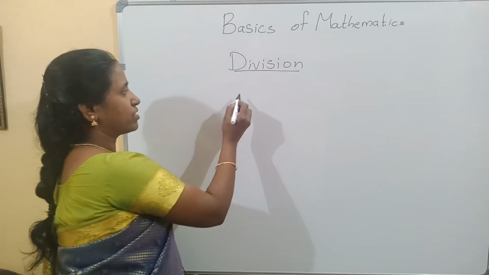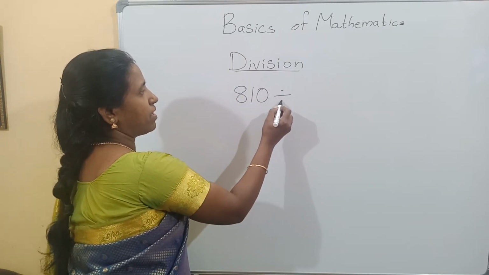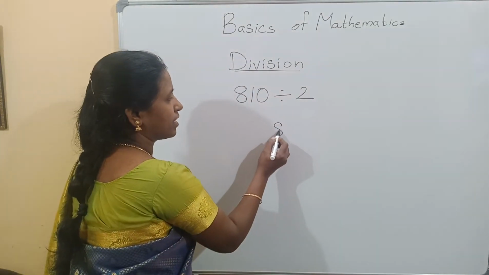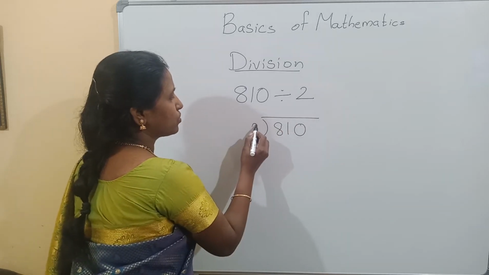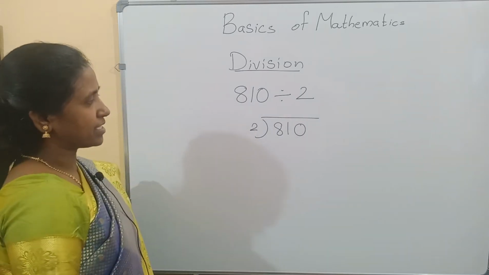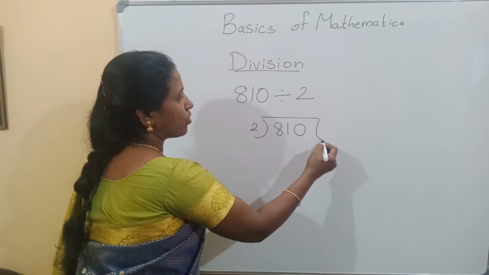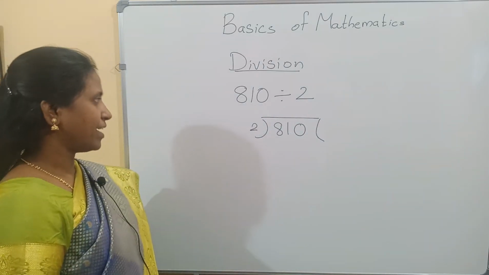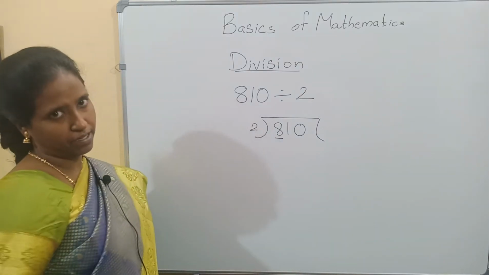Suppose we are asked to divide 810 by 2. How do we do this? 810 divided by 2, right? And this 2 is the divisor, this is the dividend, and whatever answer we put here, that is the quotient. Firstly, see the first number, 8.